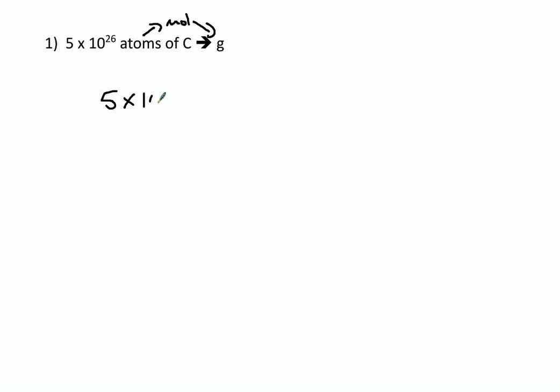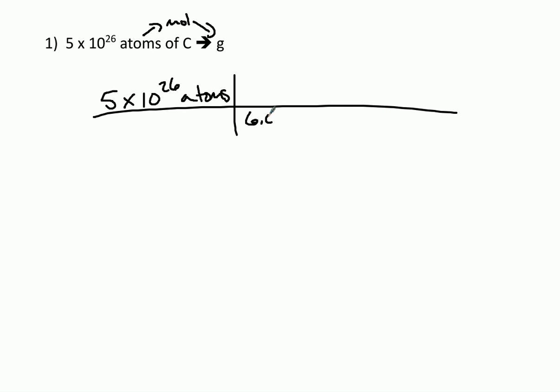Since I started out with a really big number of atoms, first thing I'm going to do is divide by Avogadro's number. Because that's how many of anything, including atoms, are in a mole. Whereas the second conversion, I'm changing moles into grams. So I should put the 1 mole on the bottom because that's where I need it to be now.